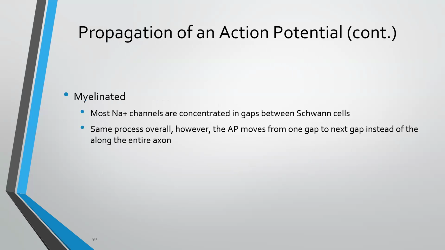With myelinated axons, most sodium channels are concentrated only in the gaps between the Schwann cells, which are the nodes of Ranvier. In this process, the action potential moves from one gap to the next gap instead of along the entire axon. So like we said before, it has a jumping effect. It's jumping over those myelinated areas.